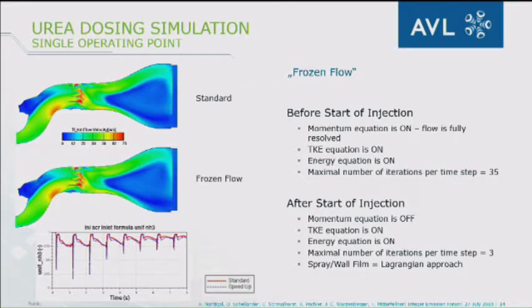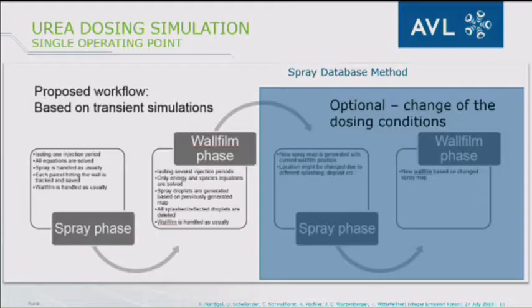It's showing one segment of the exhaust line, including the mixing device. We see the flow field, and basically both results are very much comparable. The plot below shows the uniformity of ammonia for both approaches. So we see that in both cases we reach comparable results. Only in the case of frozen flow, the simulation is much faster.